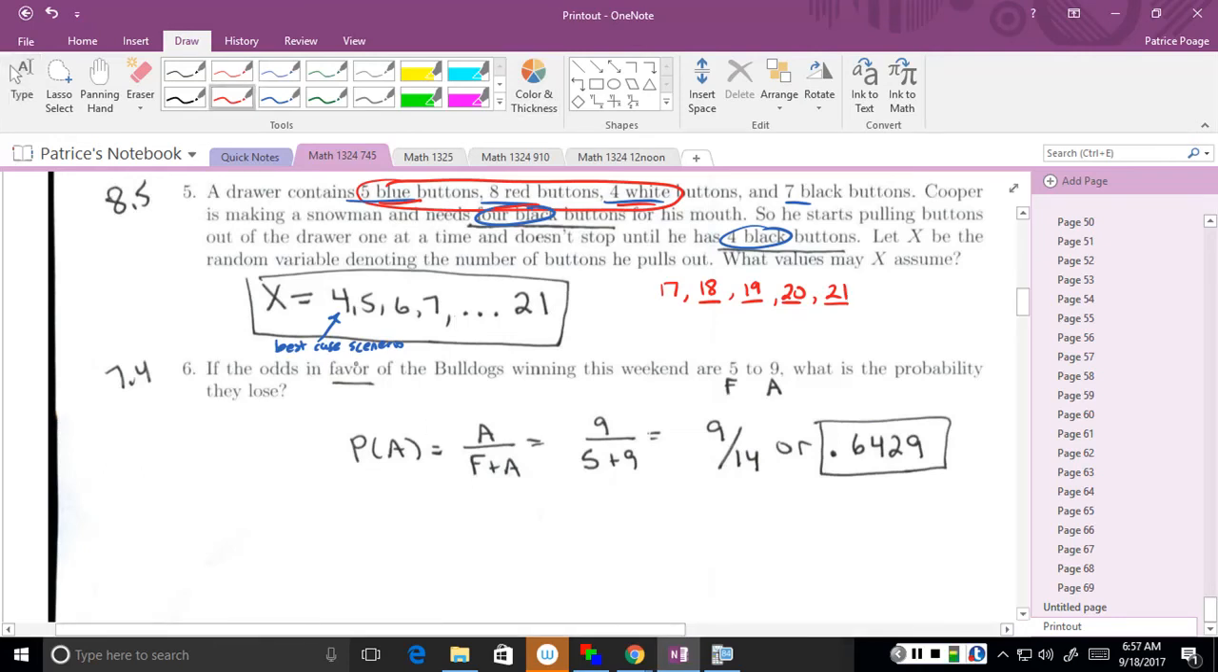If the odds in favor of the Bulldogs winning this weekend are 5 to 9, so favor, whatever the word is, goes with the first number. So that's the favor, that's against. What is the probability they lose? So we're looking for the probability against. That's going to be the odds against divided by both odds. So the odds against was 9, divided by 5 plus 9 is 14. So we get 9/14 or 0.6429 as our probability.